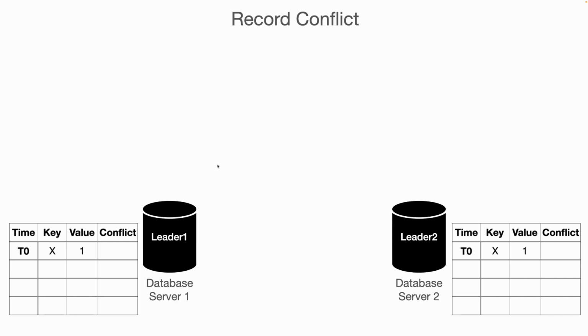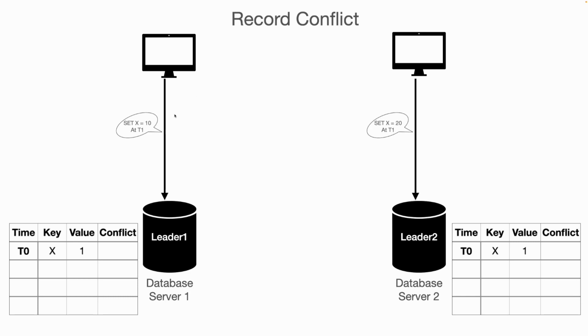Now the last one is the record conflict. Here again we have taken an example of two leaders, leader 1 and leader 2, and we have added one column, conflict. We will use this column to mark whether this entry is conflicted or not. The initial values of both leaders are x equal to 1 at time t0, and there is no conflict for this entry. Let's suppose two clients are making a request for the same key x at time t1, at the same time, with different values, 10 and 20. Both leaders accepted the write request and successfully responded back to the client.